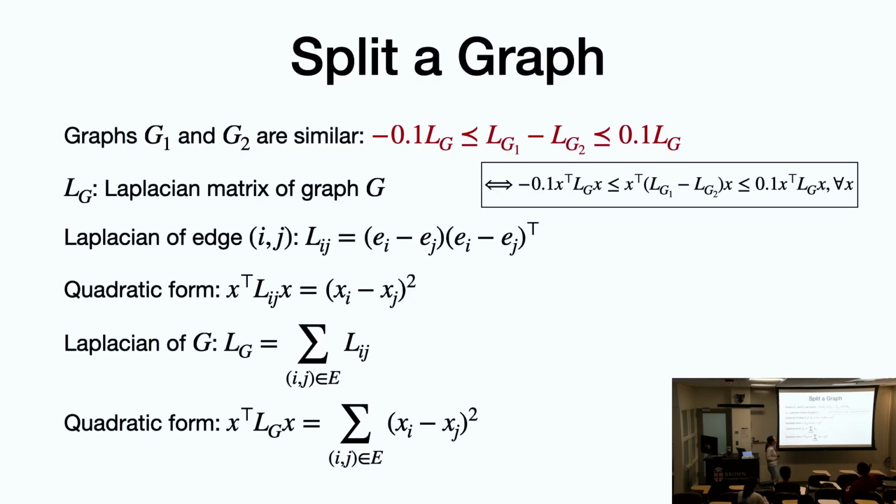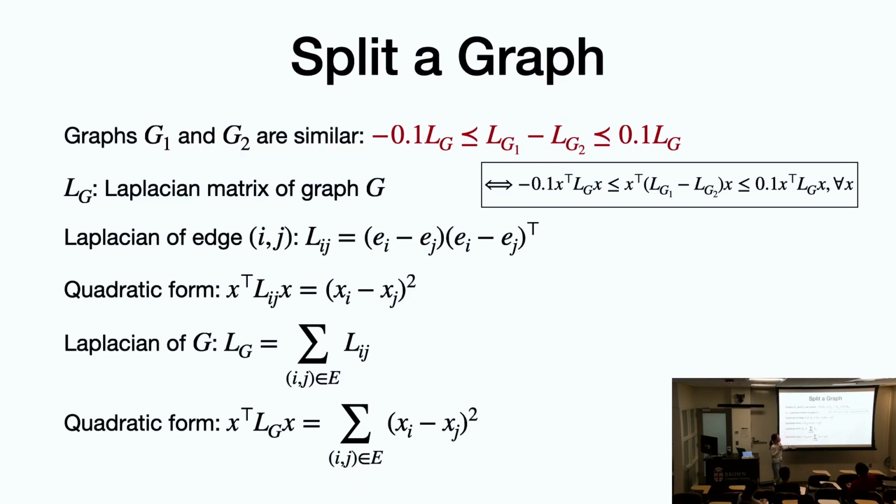Okay, what I really want is that the difference between the two Laplacian matrices for G1 and G2 is upper bounded by some small number times the Laplacian matrix of the original graph G, and lower bounded by the negative of this matrix. This means that for any vector x, the quadratic form of x and this difference matrix is upper bounded by a small number times the quadratic form of x and LG, and lower bounded by the negative of this number.